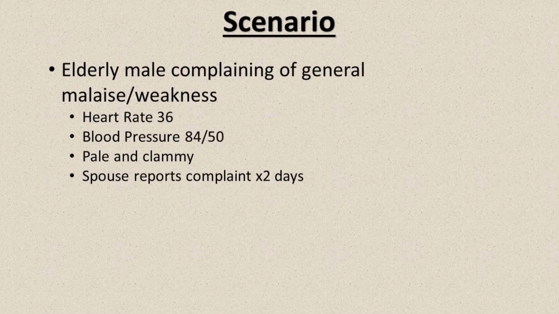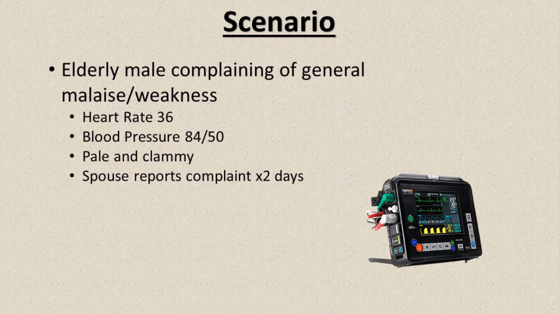So as we assess our patient, we find that he has a heart rate of 36, a blood pressure of 84/50, and appears pale and clammy. His spouse reports that this has been going on for about 2 days and has been getting worse. We place this patient on a monitor, confirm the bradycardia, and place the stat pads on him. We can consider analgesia for this individual, but given the vital signs and patient presentation, we're going to go ahead and get the pacer going.